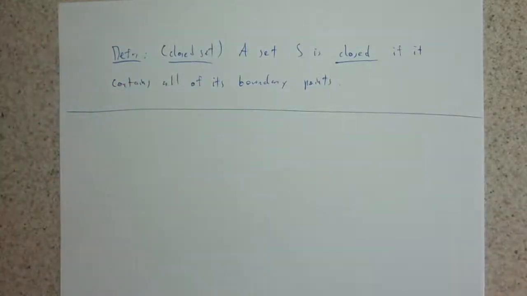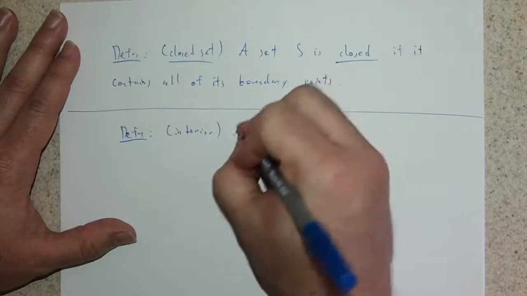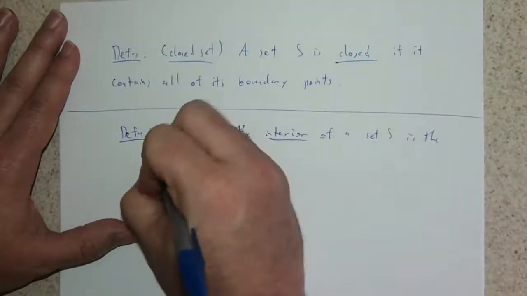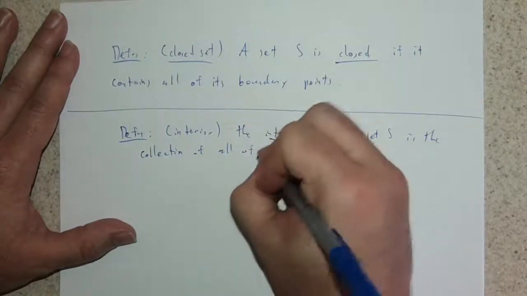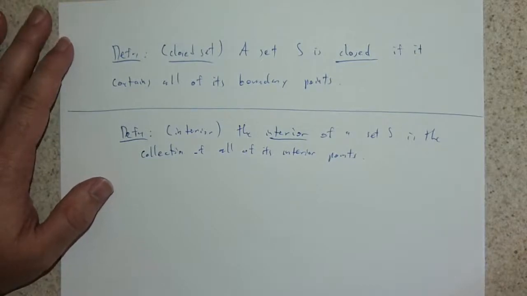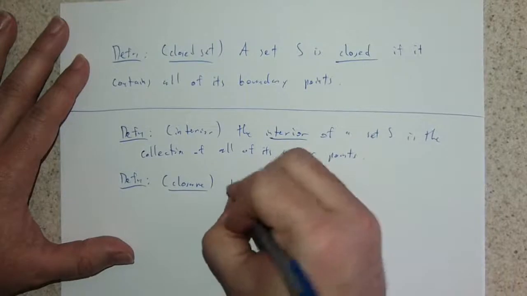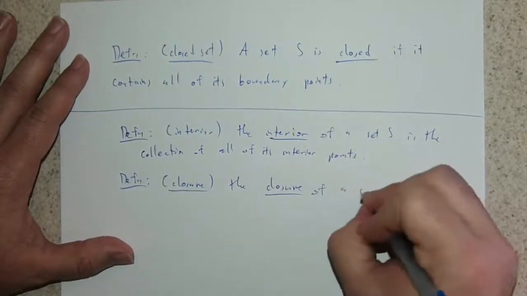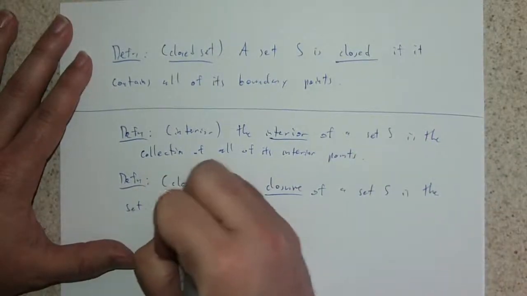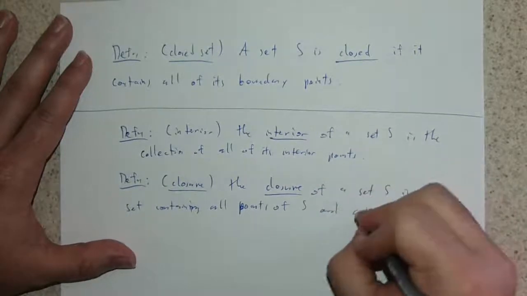There are some other definitions I want to define. Here's a definition of the interior. The interior of a set S is the collection of all of its interior points. The closure of a set S is the set containing all points of S and all boundary points of S.